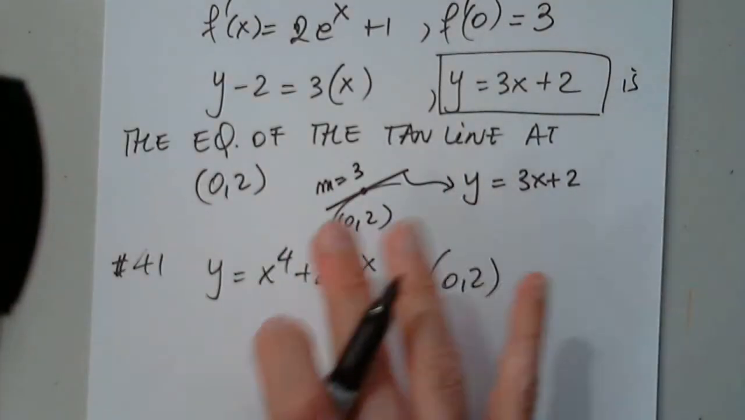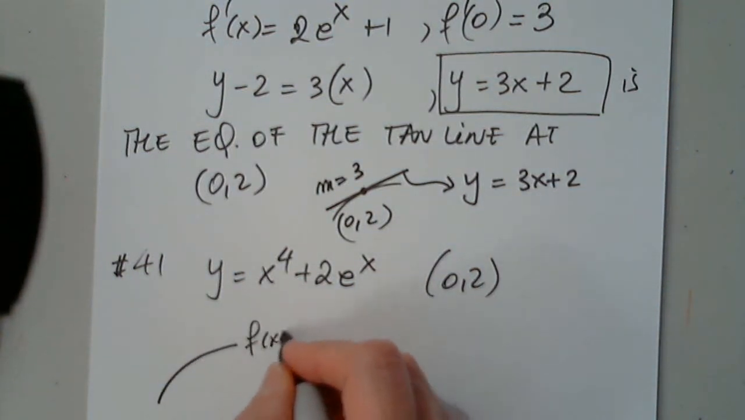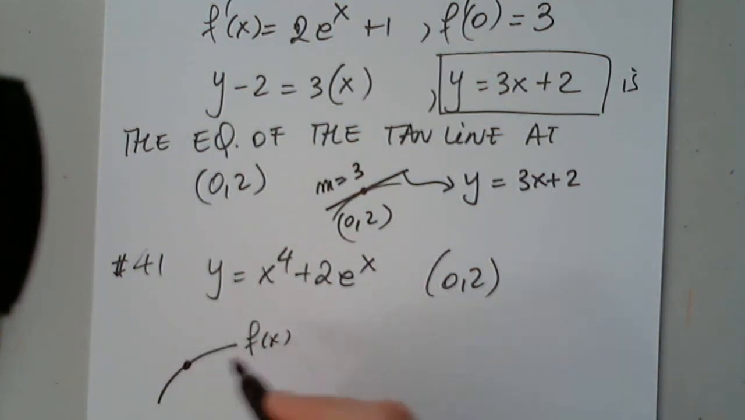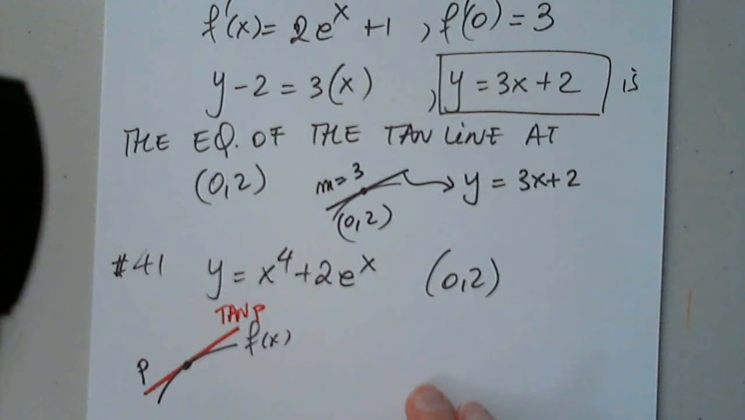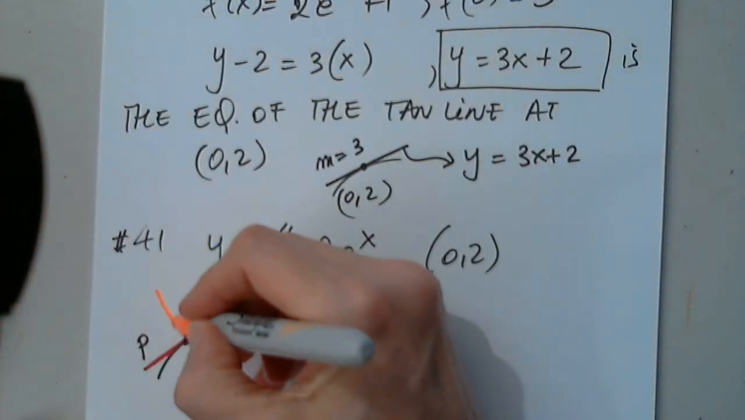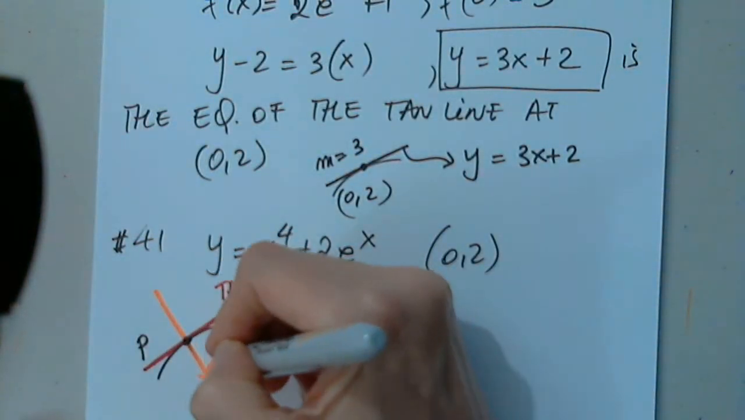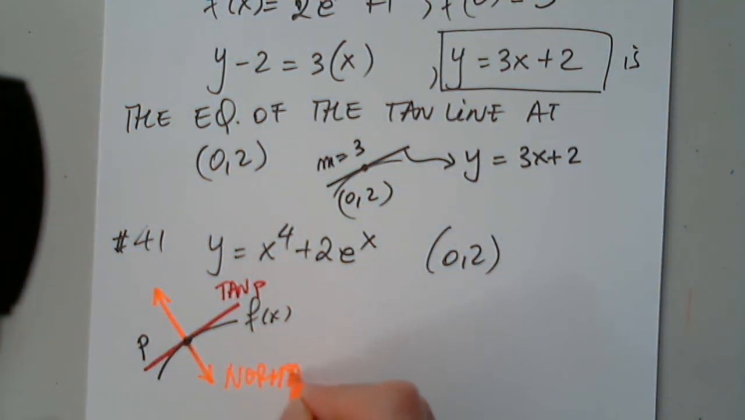So I'm not graphing this function. I'm just saying this is a function, f of x. And let's say this is a point, like this one. This is the tangent line, tan at P. And the line that is perpendicular to this one, this line, is normal at P.